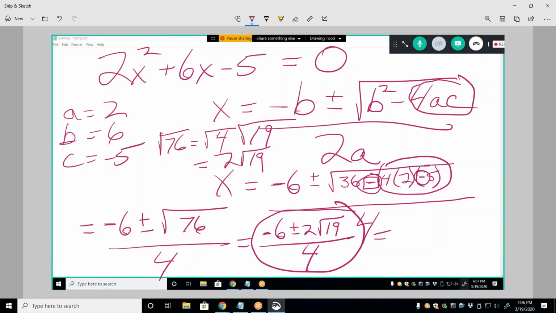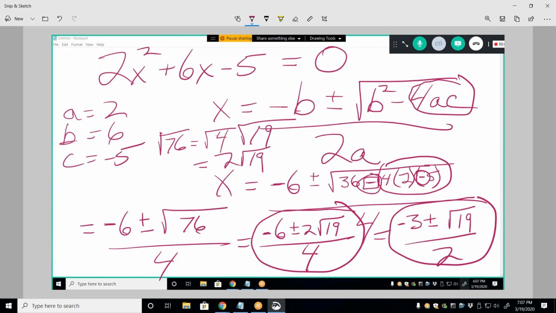Divide everything by 2. Do it. What's the final answer? So it's negative 3 plus or minus 1 root 19 over 2. There you go. So it's really plus or minus, there's negative 3 plus or minus root 19 over 2. That's the final answer. And that is 2 answers, because one of them is minus 3 plus root 19 over 2, and the other answer is minus 3 minus root 19 over 2.